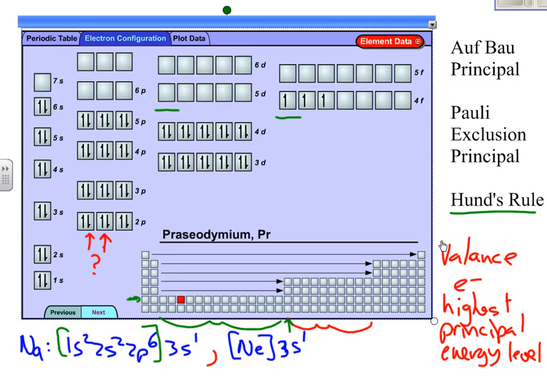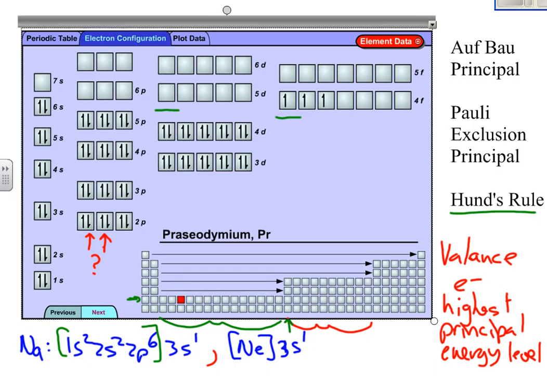And we can keep going on, and notice it gets even trickier when we get to praseodymium, where now we have no electrons in the d's, and they all go over to the f's. All right, so you can practice doing these, and of course, writing out the condensed electron configuration is something we want to do for any element on the periodic table.